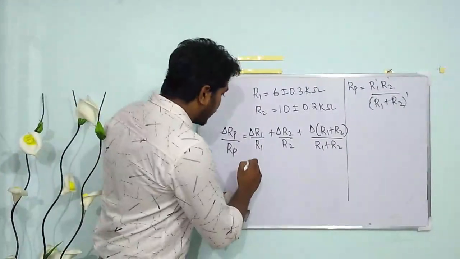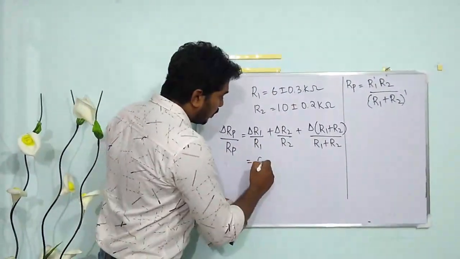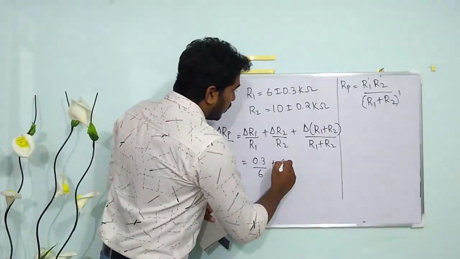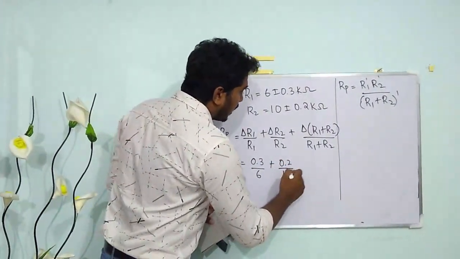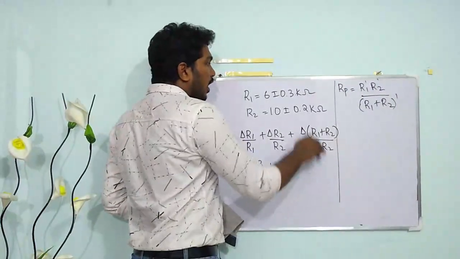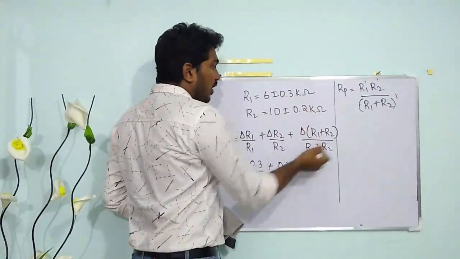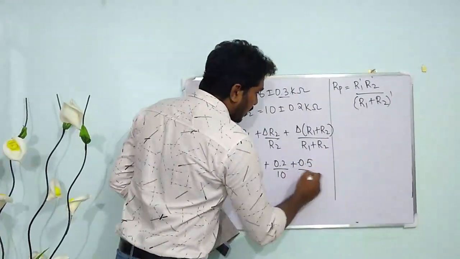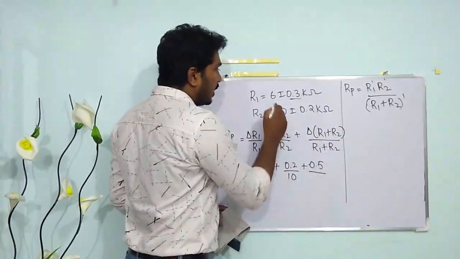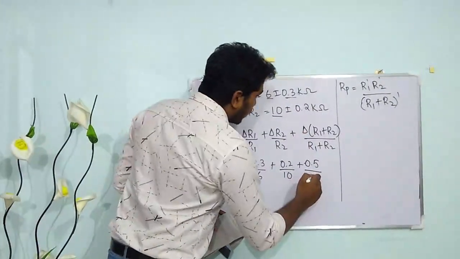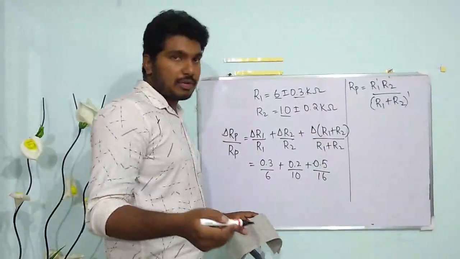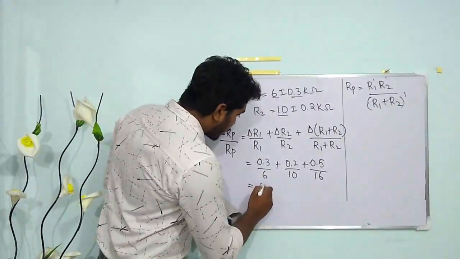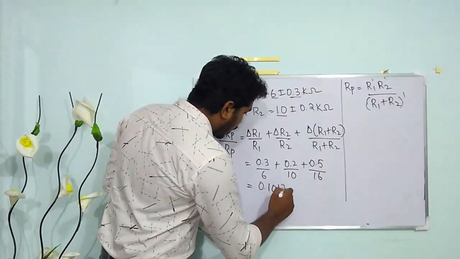So this is equal to, what is delta R1? 0.3 by 6 plus 0.2 by 10 plus delta of R1 plus R2, that is 0.3 plus 0.2, that will be 0.5, by R1 plus R2 which will be 6 plus 10, so that will be 16. Solving, what do you get this as? This is equal to 0.10125.